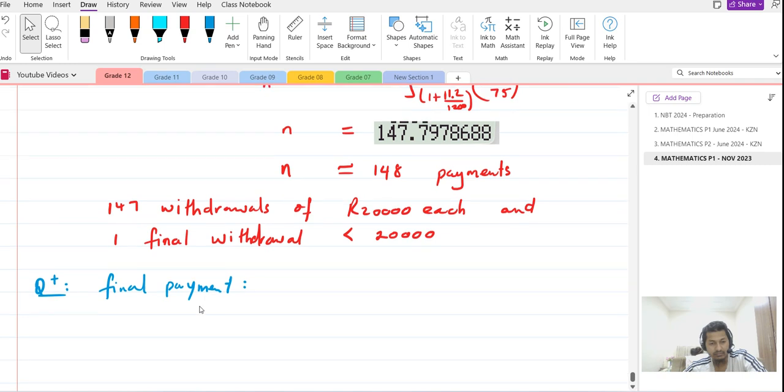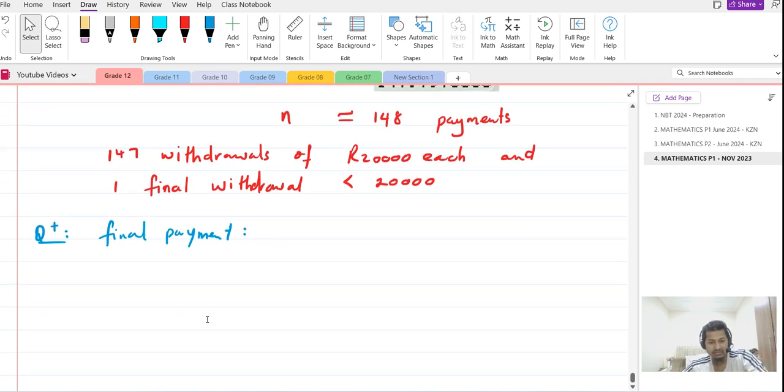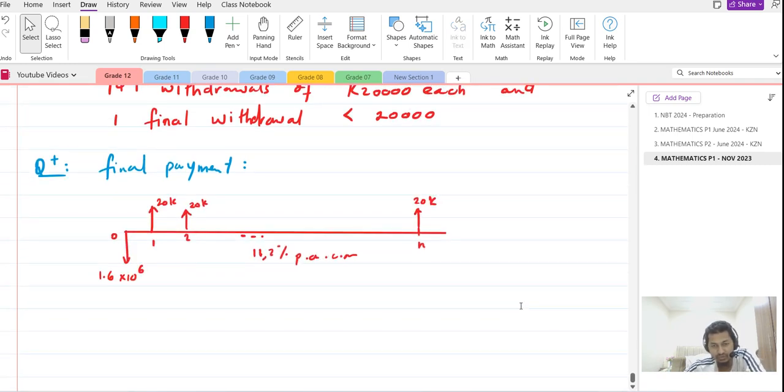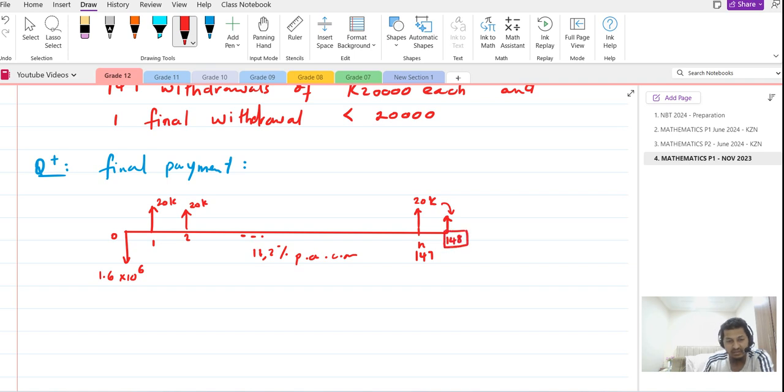So here's my timeline. Try to understand the timeline, right? We know there's full payments, 147 full payments here, and this payment is less than 20,000 as we said. So we should put 147 here and 148 here. Now if you want the final payment, you're going to say 20,000.